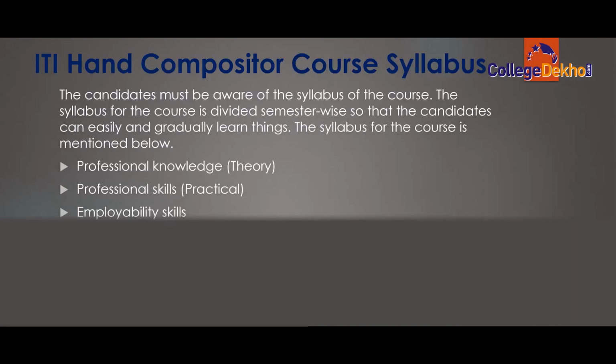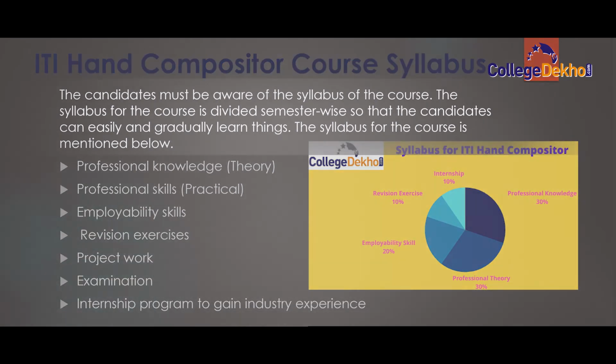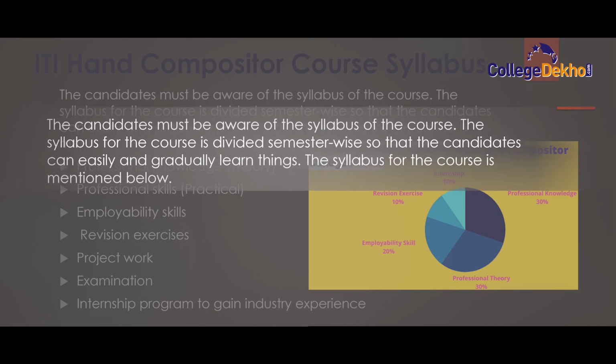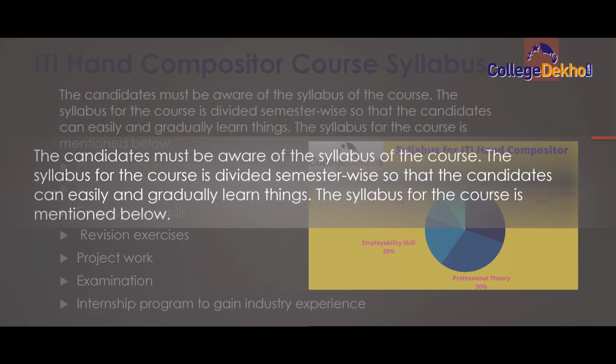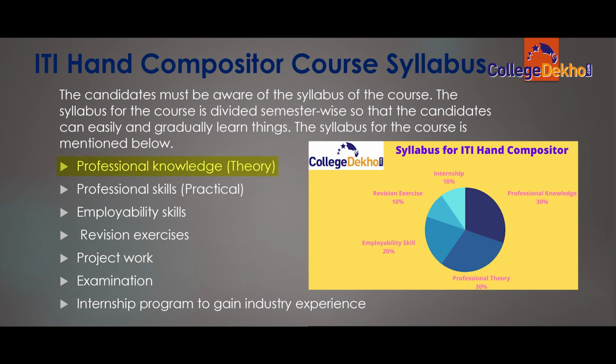Now, moving further to know the syllabus of the course. ITI Hand Compositor course syllabus. The candidates must be aware of the syllabus of the course. The syllabus for the course is divided semester-wise so the candidates can easily and gradually learn things. Now, the syllabus for the course: professional knowledge, that is theory; professional skills, practical; employability skills; revision exercises; project work; examination; and the internship program to gain industry experience.